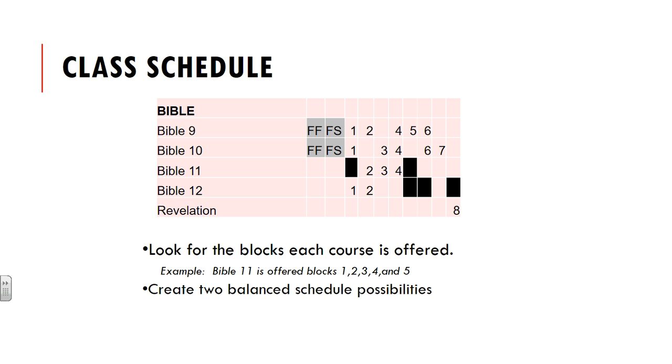For Bible 10 and Flex, you'll note that FF and FS are shaded gray. FF means Flex Fall and FS means Flex Spring. The reason they're shaded gray for Bible 10 is that these Flex Block classes run all year and must be in both fall and spring Flex Blocks. Other examples of Flex Block classes that run all year long are Spanish 1 or Spanish 2. Make sure you look closely at the grid to see if the Flex classes you want are shaded gray and run all year long.